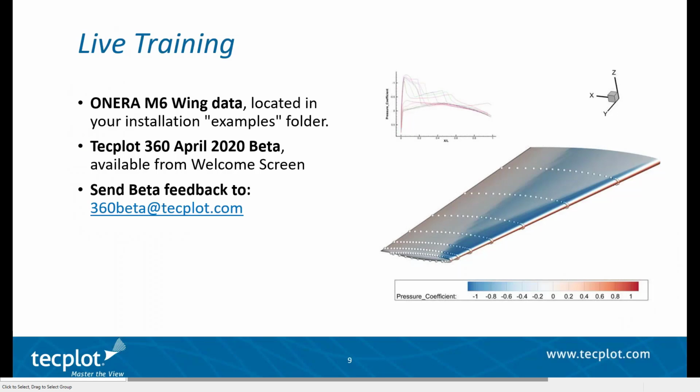So just a reminder, the dataset we'll be using is the ONERA M6 Wing dataset included in the Tecplot 360 install if you want to try following along on your own. I'll be using the April 2020 beta of Tecplot 360, which you can see from the welcome screen when you first launch Tecplot 360 as well.